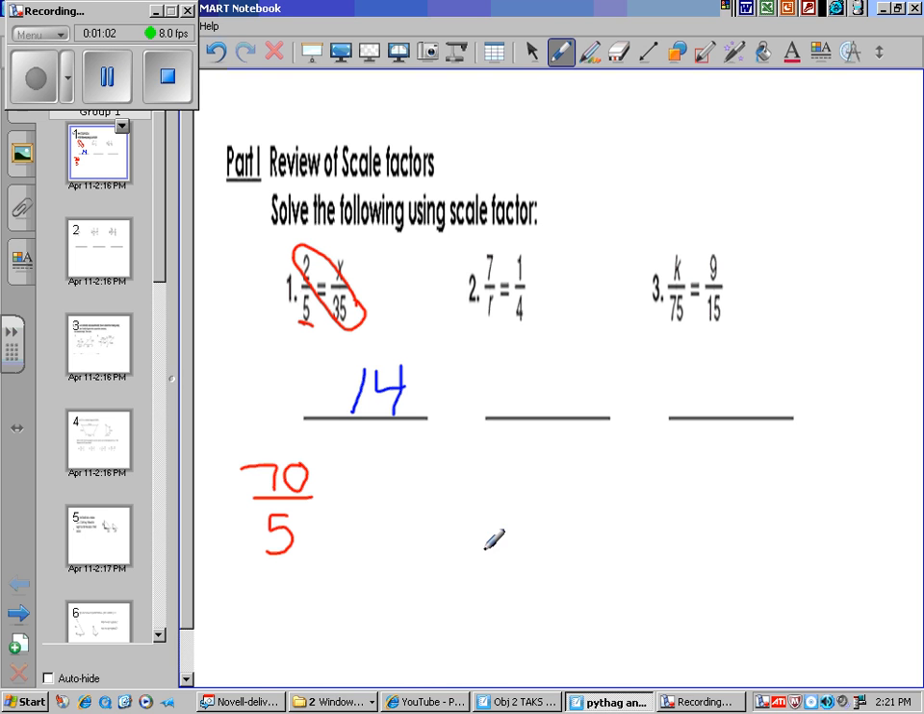Well, up here, same type of thing. You could do it either way. If I'm looking here, what do I have to do to 7 to get to 1? Well, you would divide by 7, or 1 times 7 is 7. So you could do the opposite here and go 4 times 7 to get R, and R would be 28.